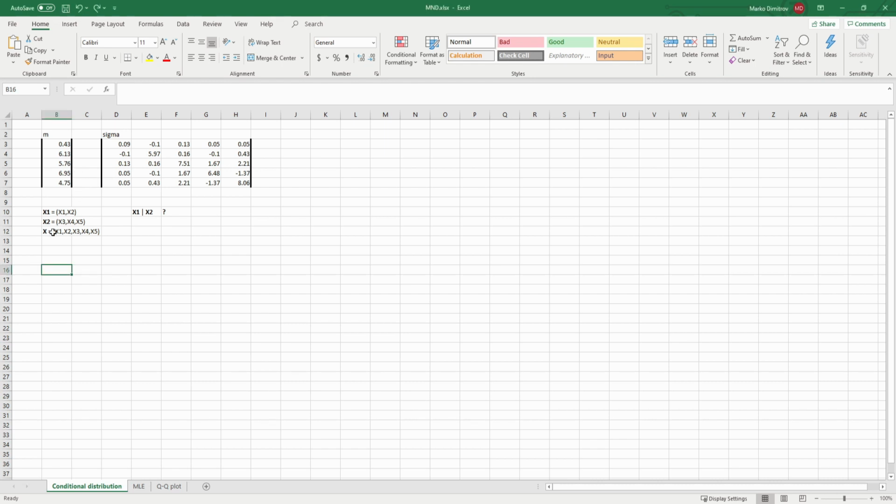Okay, say that we are given a random variable from a multivariate normal distribution that has 5 elements, and that we are given the mean vector and our covariance matrix, and that we want to find the conditional distribution of x1 given x2, where x1 is this partition, so x1, x2, and x2 is this partition, x3, x4, x5.